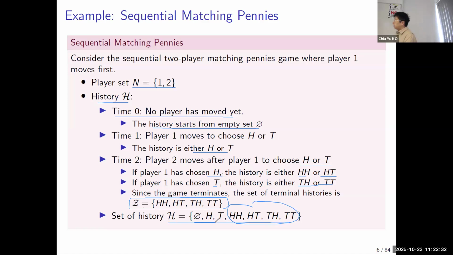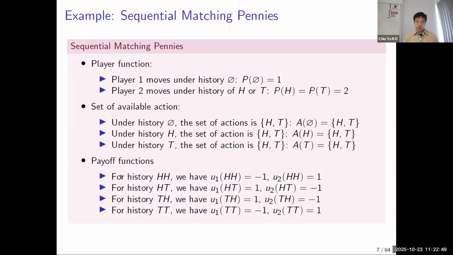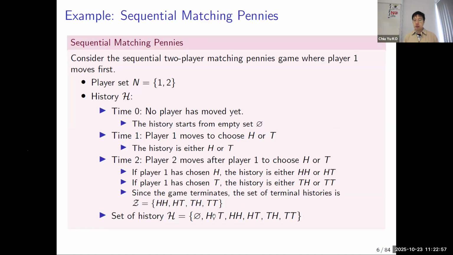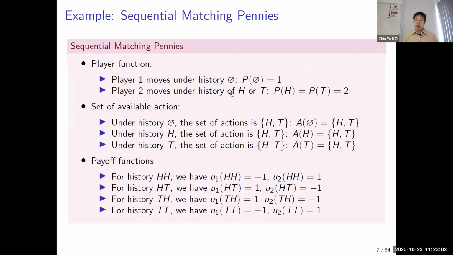So this is the part that you have to be a little bit more careful about. Later I'll show the game tree, which makes this very obvious, but when you write the math, it is a little bit trickier. Why? Because remember, the player function tells you, for any non-terminal history, who can move. At the null history, player 1 moves. At the history of head or tail, player 2 moves.